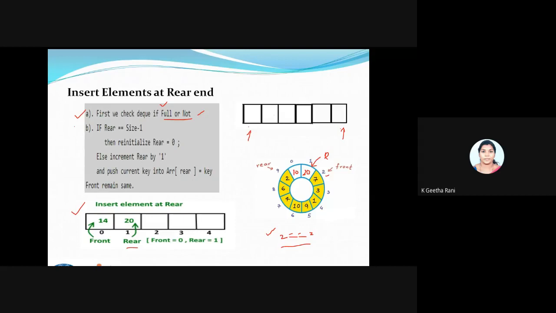And next I have one more condition. The condition is if my rear is equal to size minus 1. For example, I will take an element here. I'm having an element 14. Then I'm having a value called 20. So the rear is equal to size minus 1. Here the rear will be now. And here, assume it's going to be, yeah, here it is the front value.